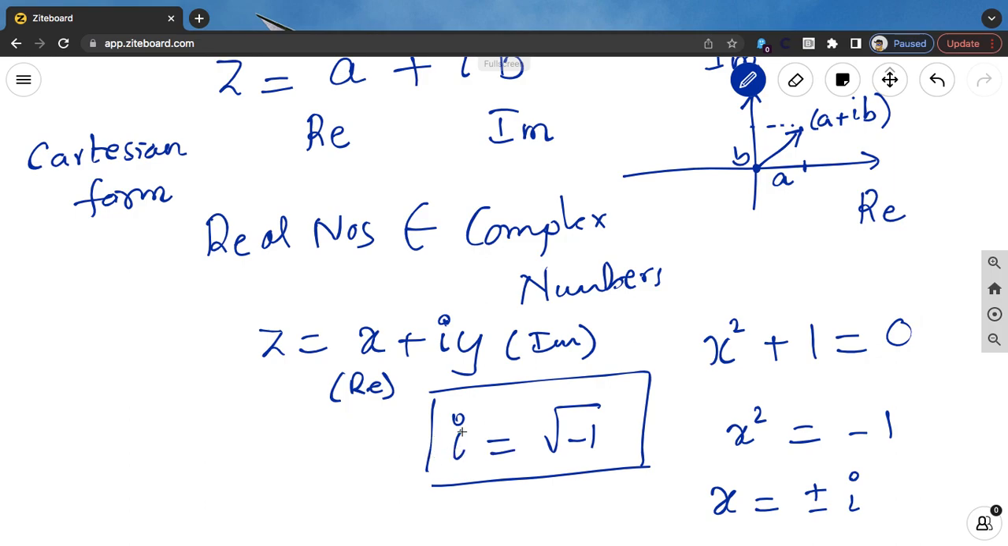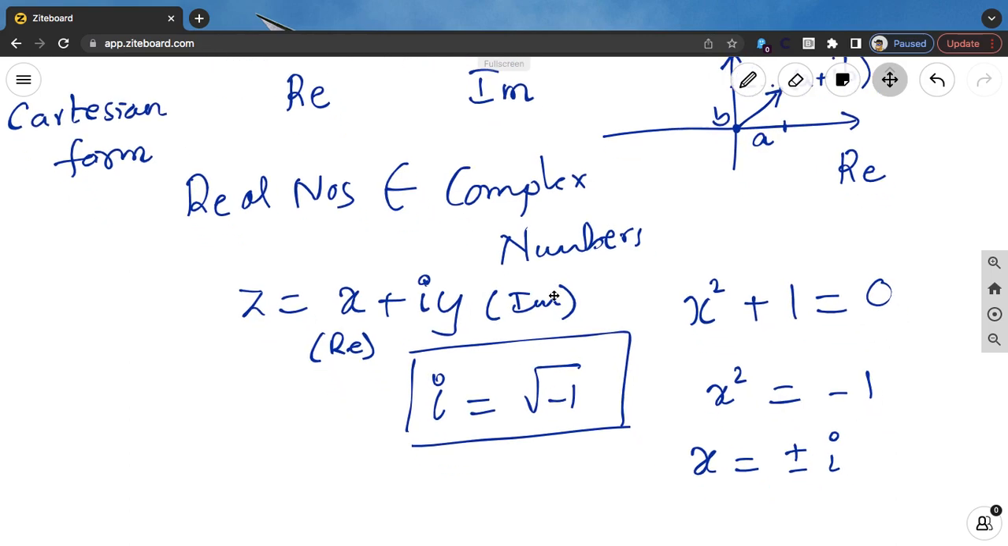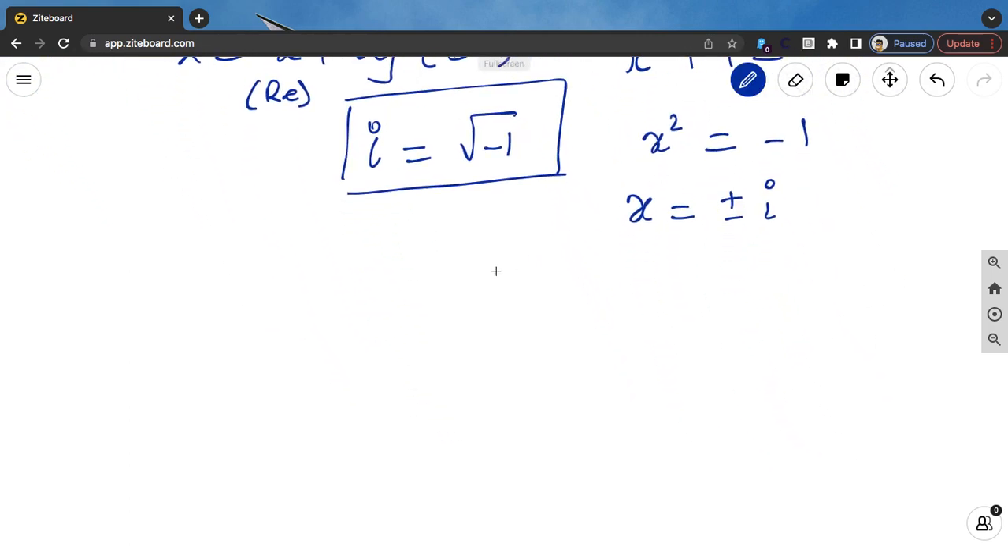So the symbol i is a representation. It's not visually possible to think of an imaginary number, or, like natural numbers, it is not possible to count.